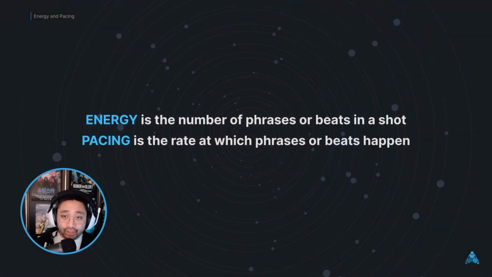So, at an overview, the energy in your shot can be thought of as the number of phrases or beats that happen in your shot, and the pacing can be thought of as the rate at which those phrases or beats happen. I know those terms, phrases or beats, can be thrown around quite a bit. They typically mean the same thing. And when they speak about phrasing, this is exactly what they're talking about. Basically, they're talking about beats, and I have a diagram of a representation of beats and phrases in your animation that we can look at later that might clarify things a little bit.